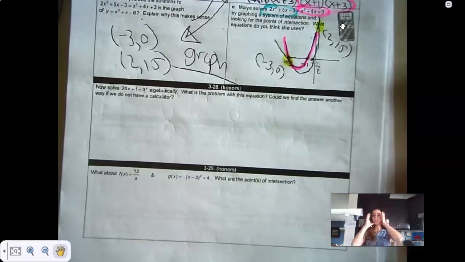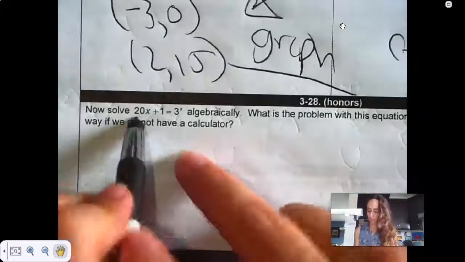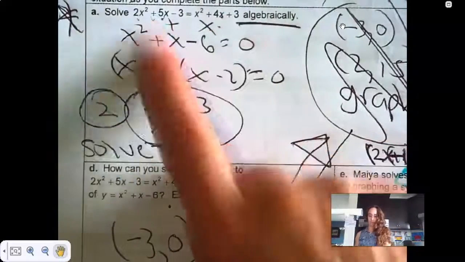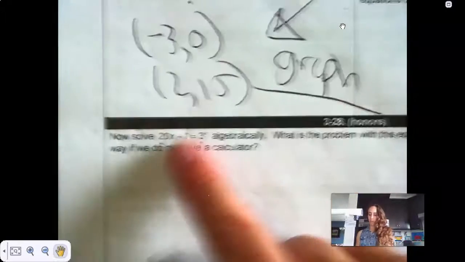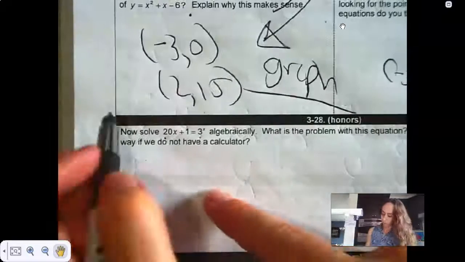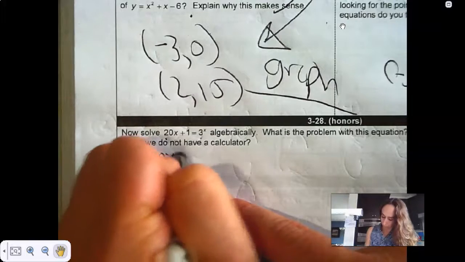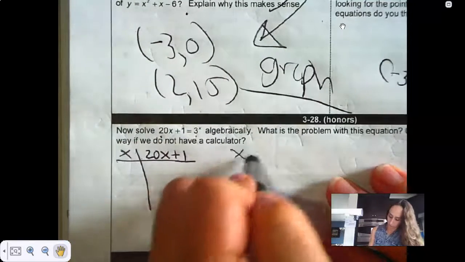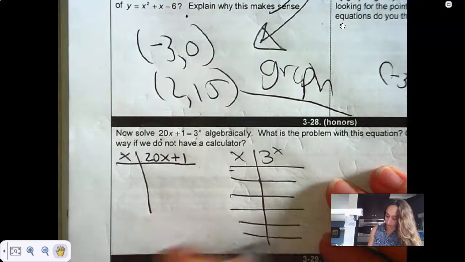All right, now solve this one. Holy moly, okay. So this one's linear and this one's exponential. Do you notice how this one was a lot easier because I could just move this over and set it equal to 0? Even if it was linear, I could move this over and set it equal to 0. But if I move this over and set it equal to 0, I can't do anything with that. So I'm going to make 2 separate tables where one of the tables is going to be x. That's my y. And that's my y. And what I've got to do is some guess and check.